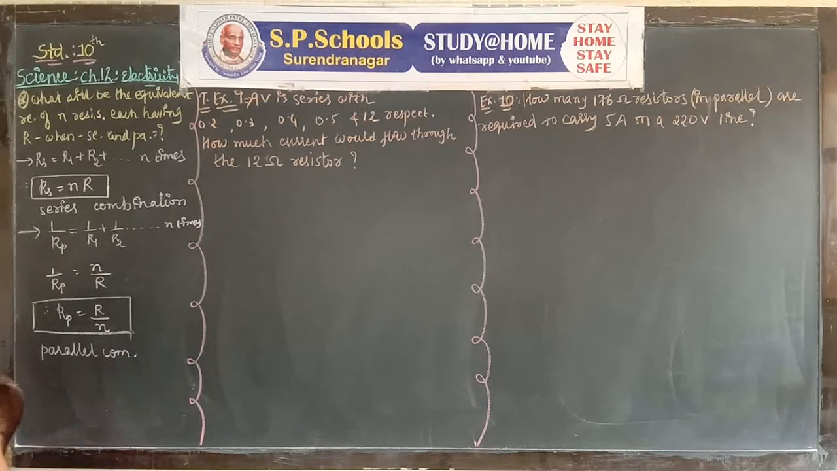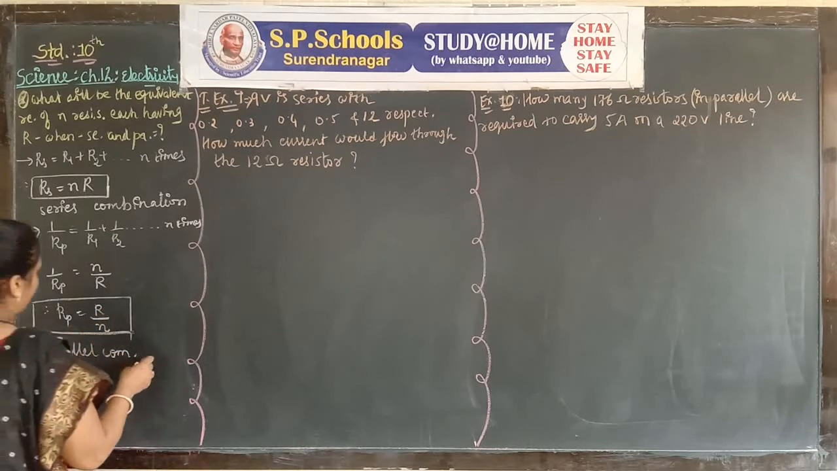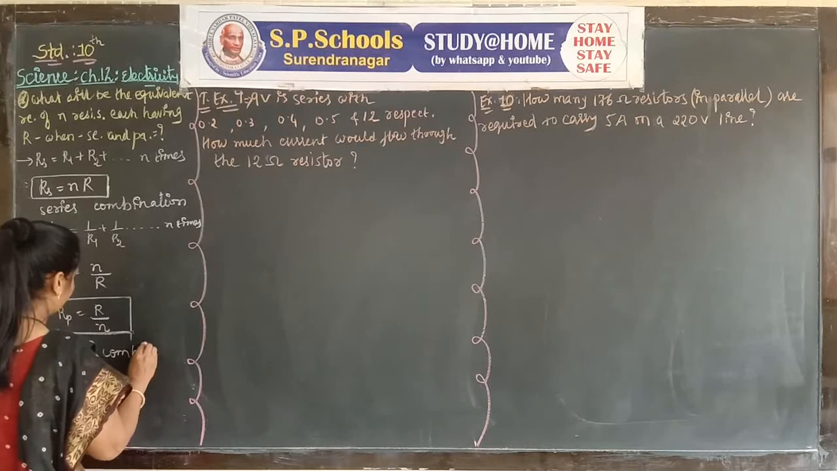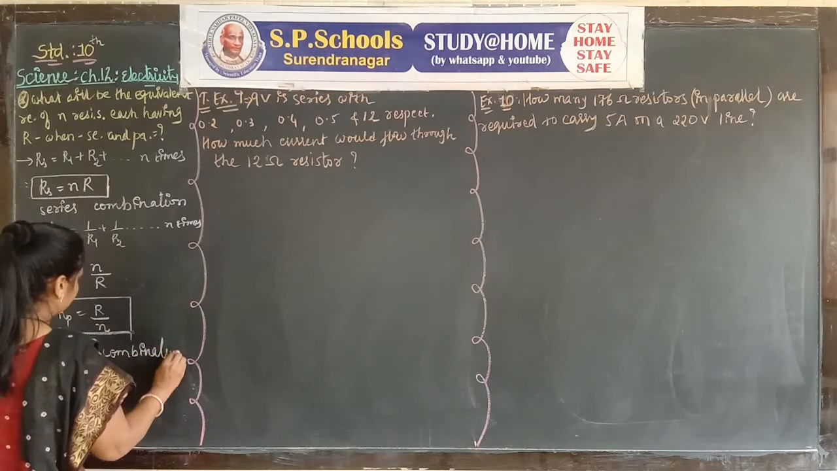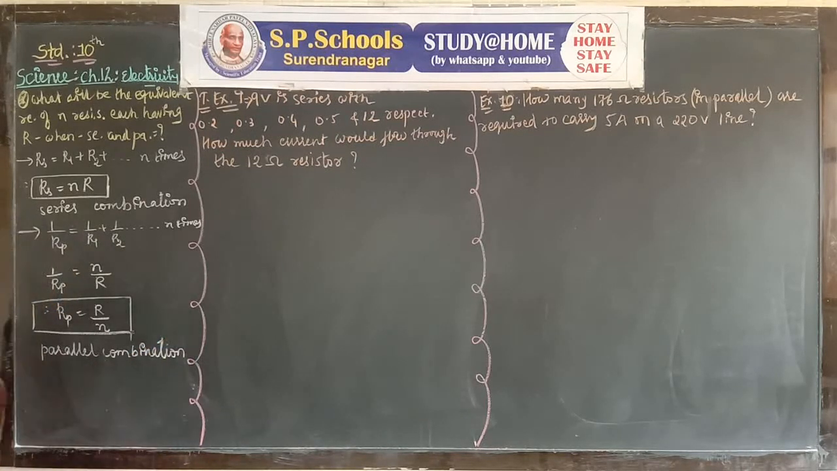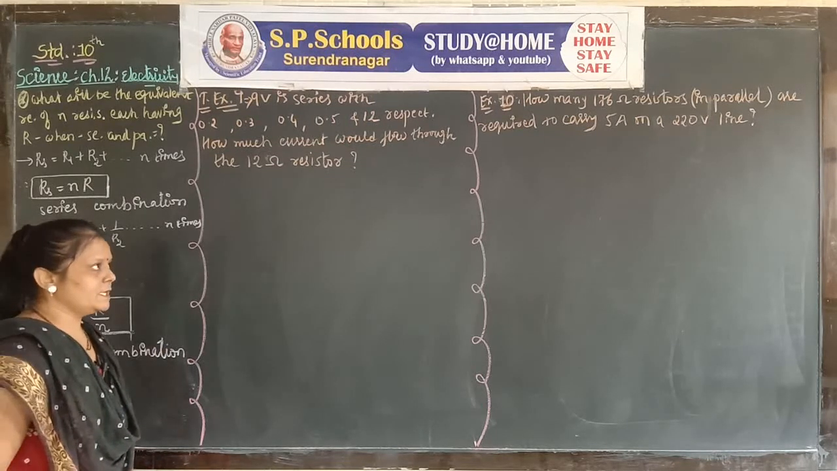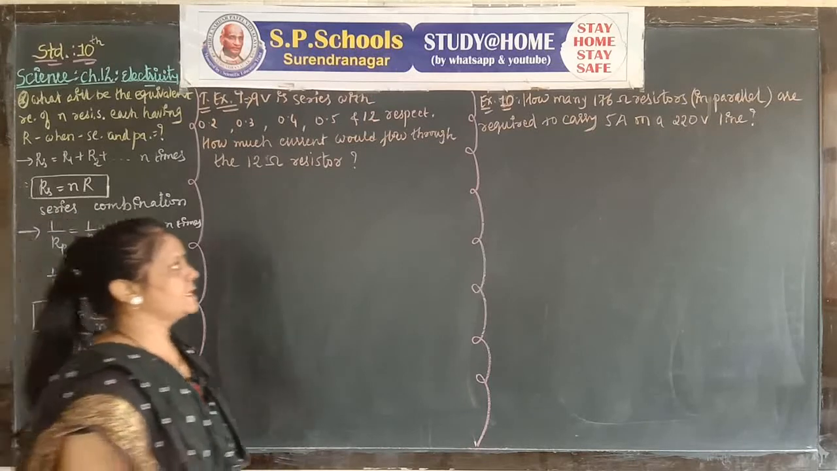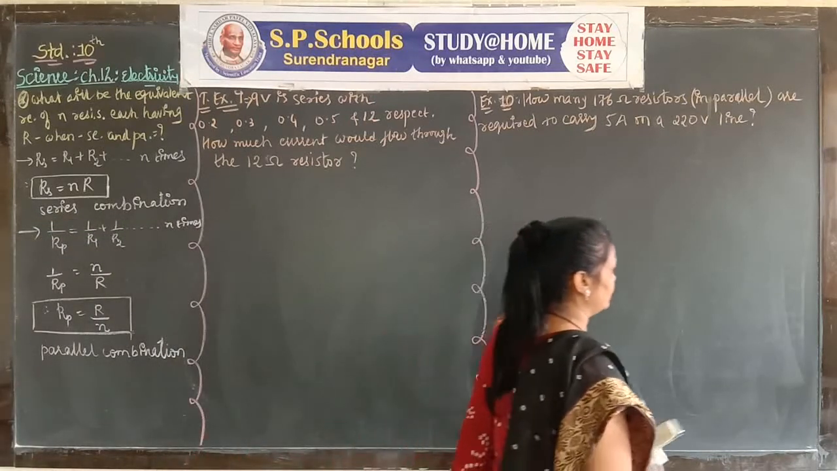Both formulas can be important in the examples. When we find the number of resistances in series, we take n into R. When we find the number of resistances in parallel combination, we take R upon n. Which we already studied in the example number 10.